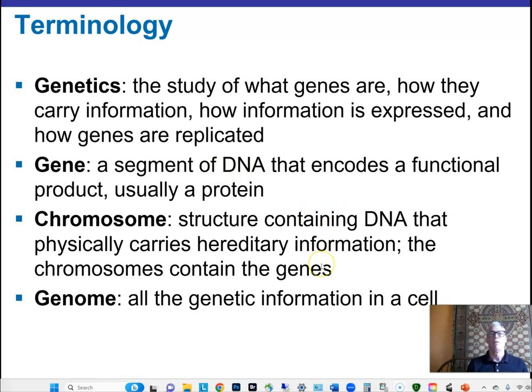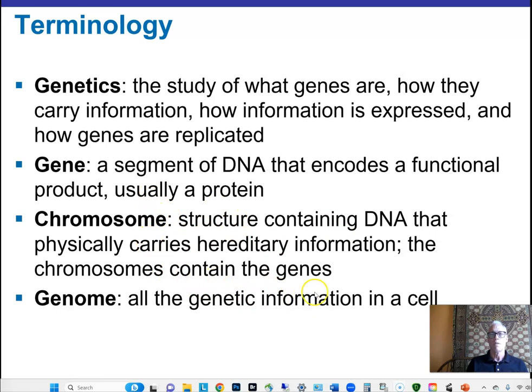A gene is a single unit of genetic information. It's all the information needed to translate into a protein. It's basically the recipe for the amino acid sequence of a protein, plus any regulatory DNA that's needed to control the expression of that gene.